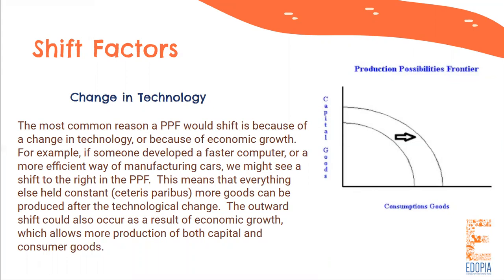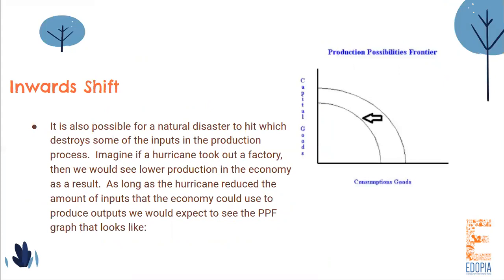So when there's economic growth, the economy grows overall, then we will be able to produce more of both the goods altogether. Then we see there's an inward shift. Inward shift is when the production possibility curve shifts downwards.